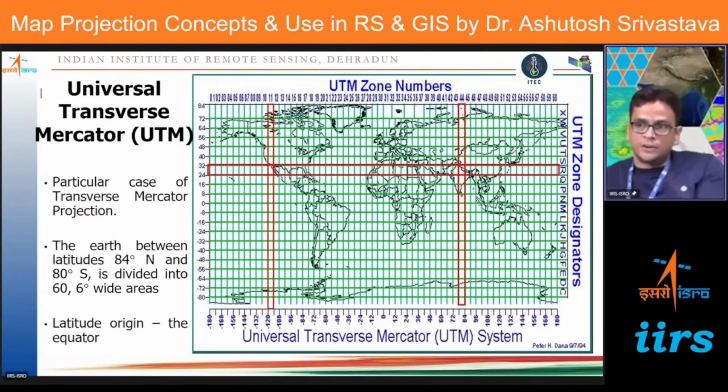So whenever another person is using zone 45, he will be using new things, a different central meridian, different things will be there. Okay, so that way grids are defined, so the error can be minimized within a particular grid itself.